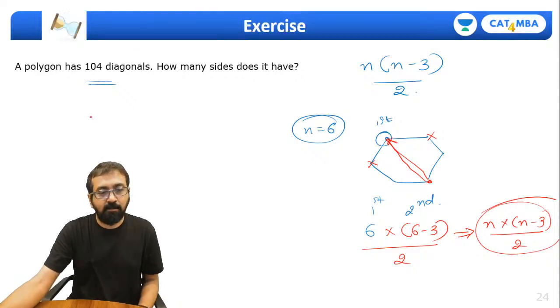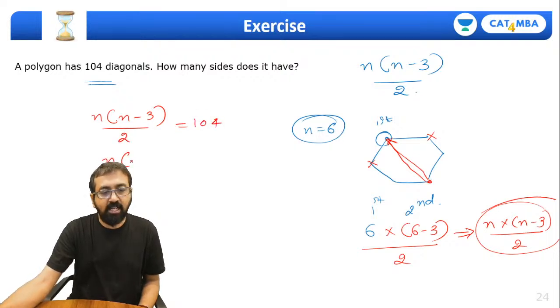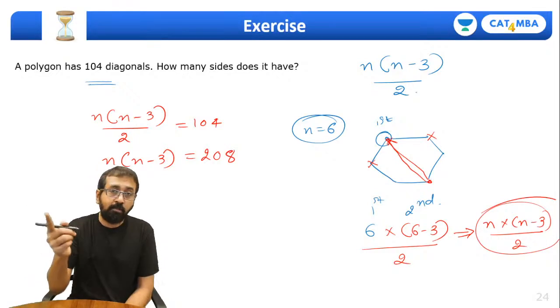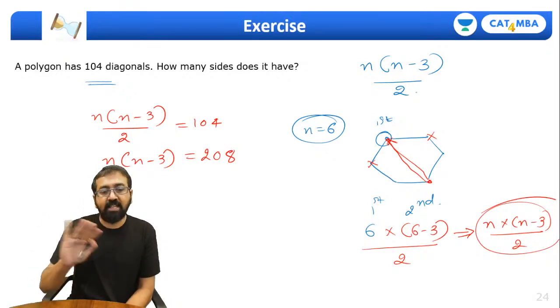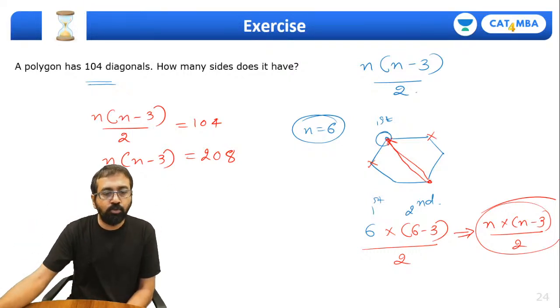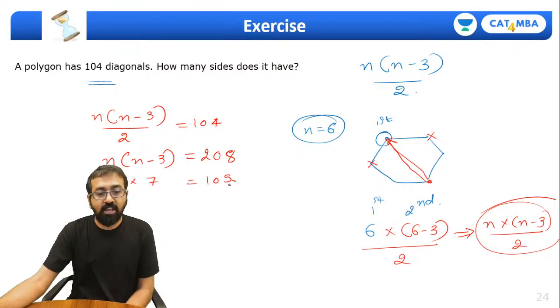In our question, we are given this value n into n minus 3 divided by 2 as 104. So I'll get n into n minus 3 equal to 208. Don't convert it to a quadratic. Instead, think of two numbers which have a gap of 3 and the product is 208. So if I take something like 15 and 12, because 10 and 7 will be too small. So I'm randomly taking 15 and 12. What is 15 into 12? Can I say it's going to be 180? Too small. So we'll have to try some other numbers.